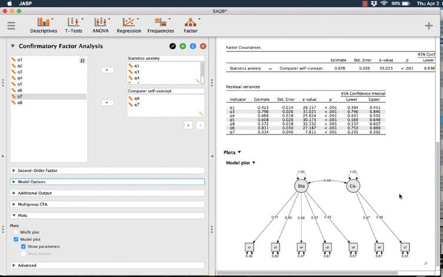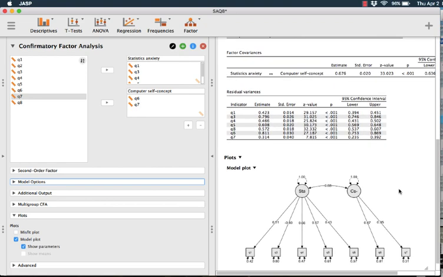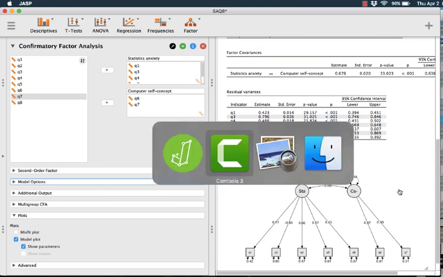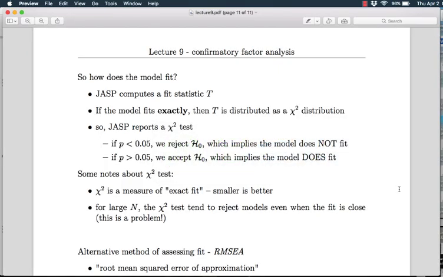Now, what else do we do with this? Well, we've got the estimates, but we would also like to know, how does the model fit? So let's talk a little bit here at the end about how the model fits. Here's basically the quick and dirty of what happens. What happens is that JASP computes a fit statistic, and we're going to call it capital T. It is beyond the scope of this lecture to talk about what T actually is, but it's essentially a maximum likelihood estimation. It's a likelihood given the observed data.